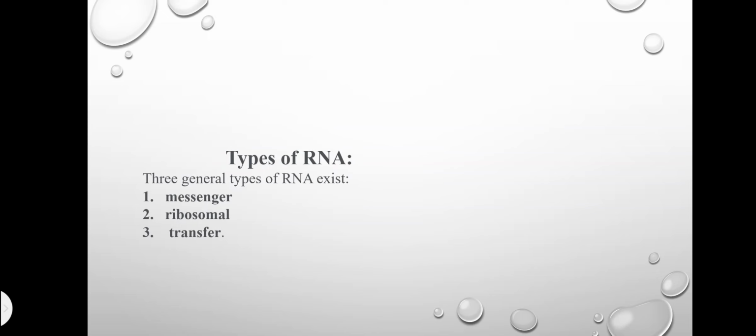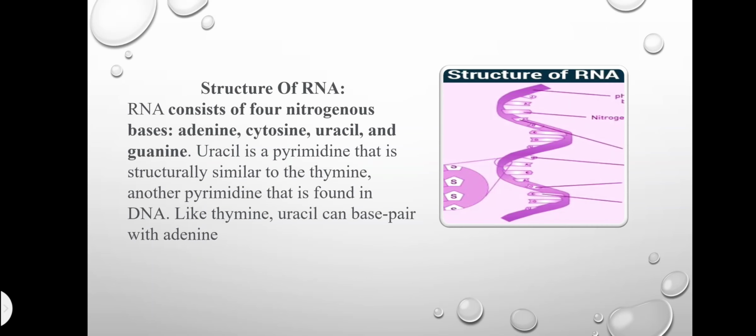Now it's the types of RNA. Basically there are 3 types of RNA. It includes messenger, ribosomal and transfer.